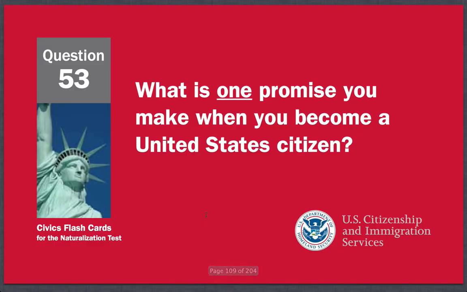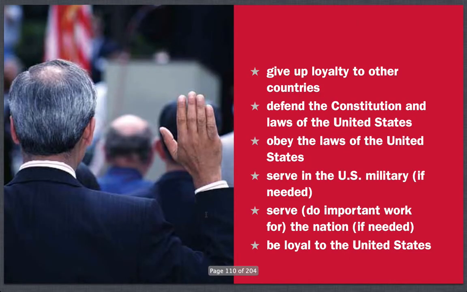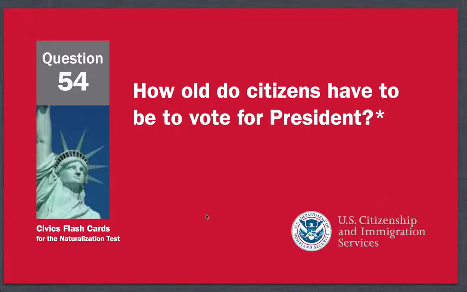What do we show loyalty to when we say the Pledge of Allegiance? The United States and the flag. What is one promise you make when you become a United States citizen? Give loyalty to the United States; you have to basically give up loyalty to other countries. You have to defend the United States Constitution and obey the laws of the United States. Many times when you fill out the N400 form, you will see those questions, so be careful. You have to put yes there, otherwise you are basically not taking the pledge.